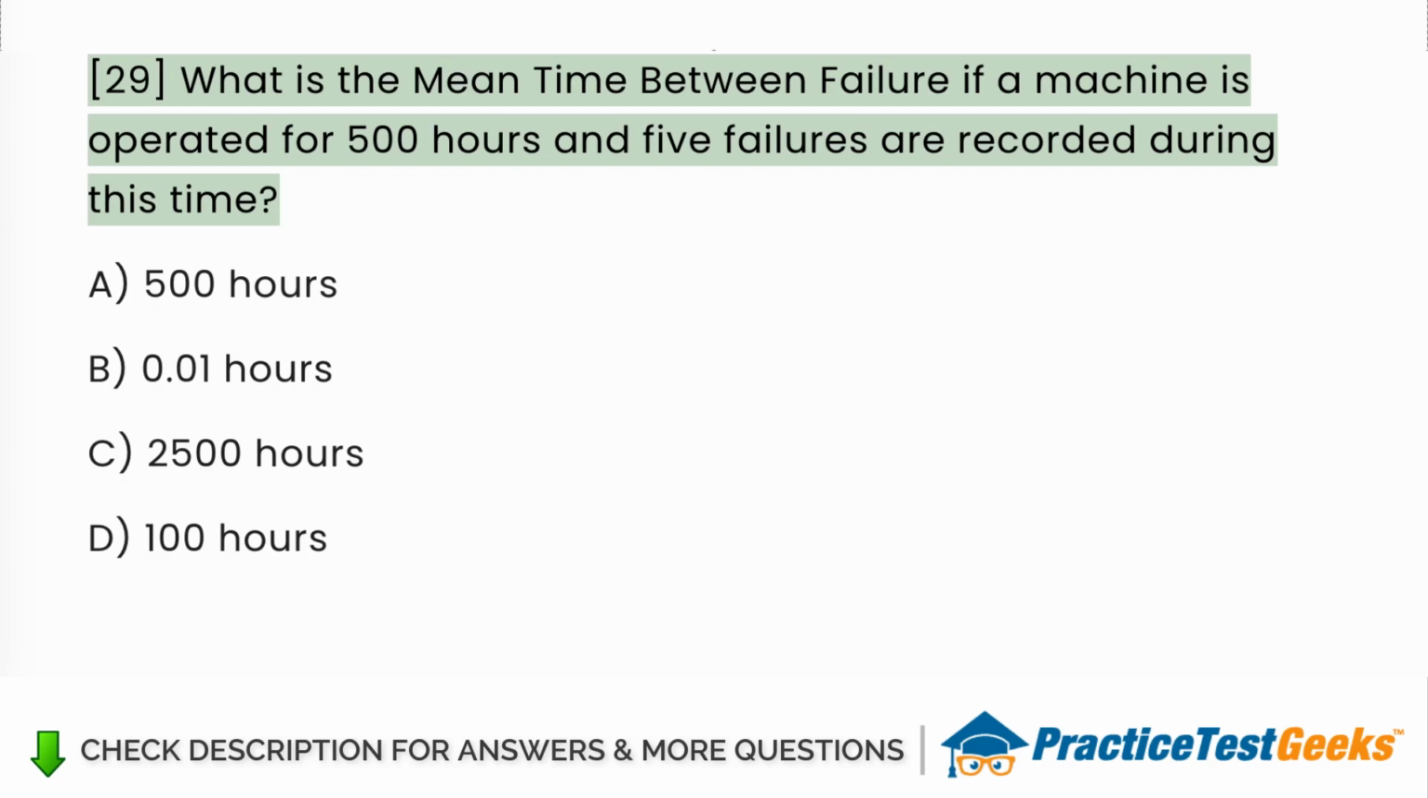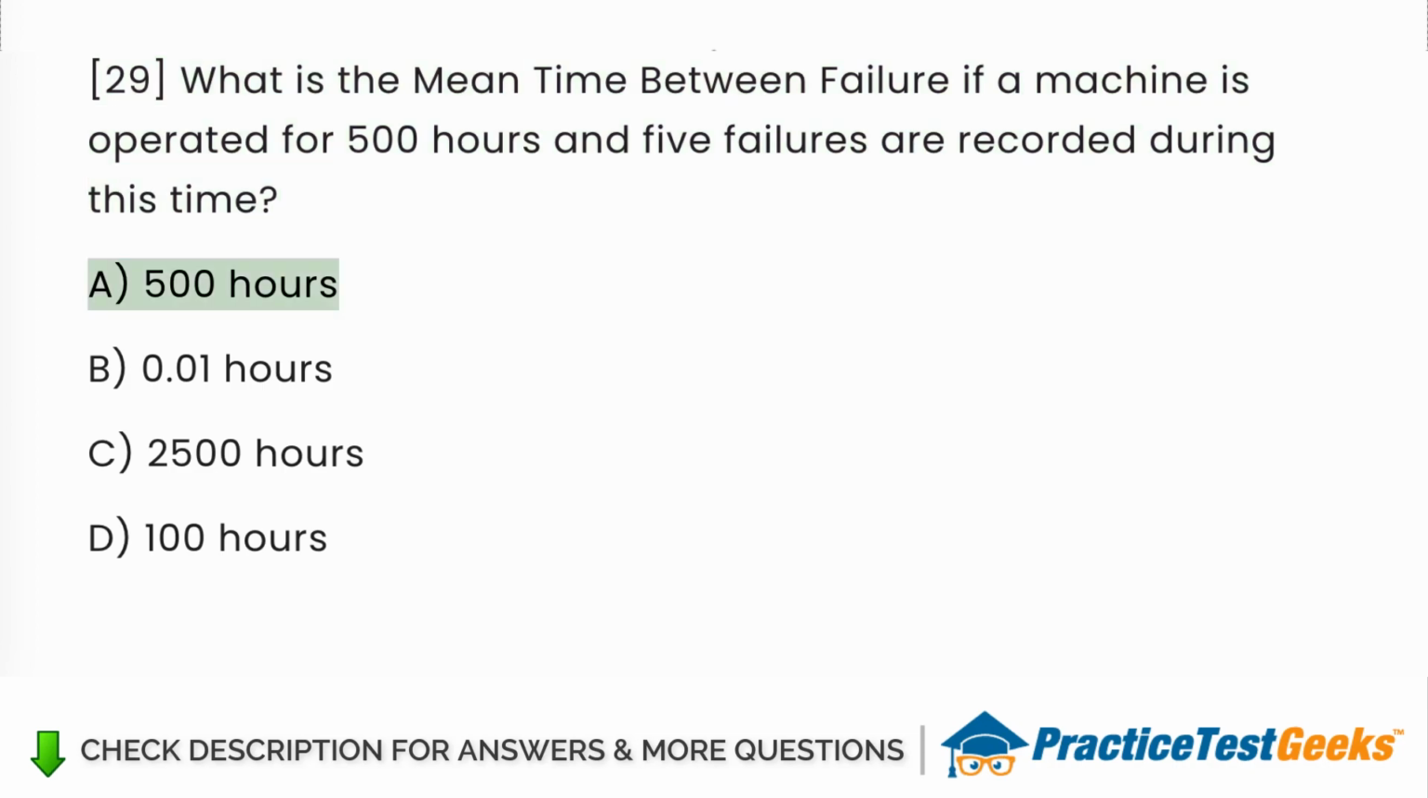What is the mean time between failure if a machine is operated for 500 hours and 5 failures are recorded during this time? A. 500 hours. B. 0.01 hours. C. 2,500 hours. D. 100 hours.